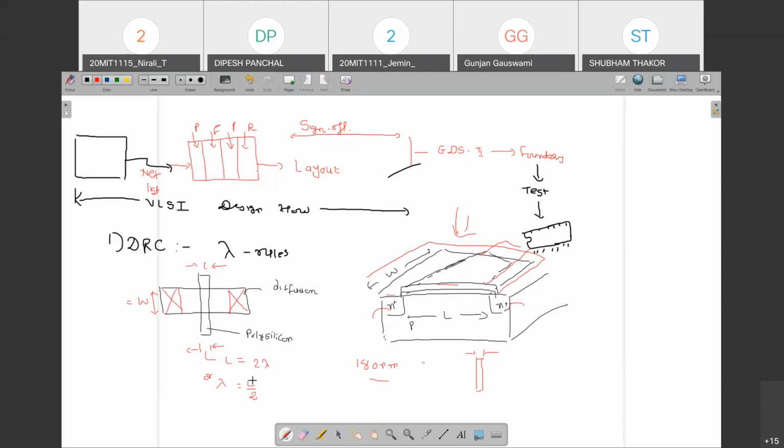So L minimum you can take as 2 lambda. Width of the MOSFET you can take as 4 lambda. This length you can keep as 12 lambda, like this. This is 2 lambda by 2 lambda, a metal contact. So these rules are fixed. You cannot modify them. If your layout violates them, you first have to correct your layout and make sure that your DRC errors are 0.